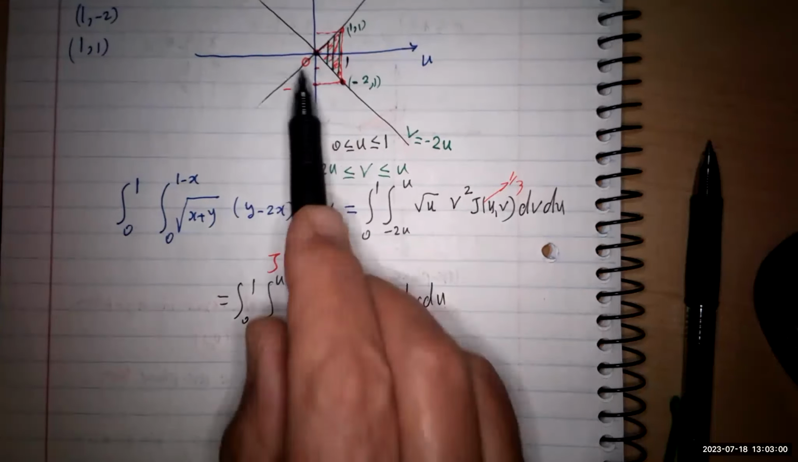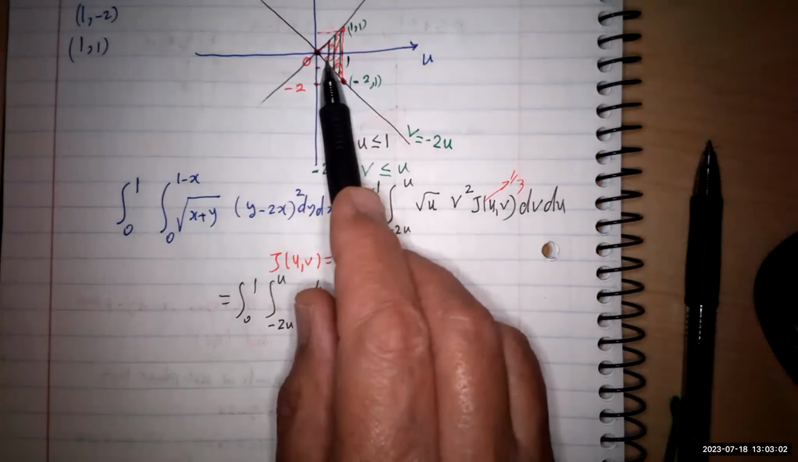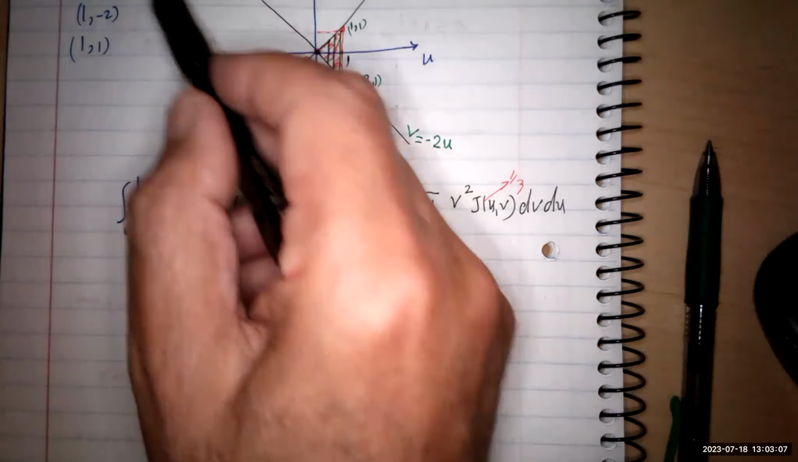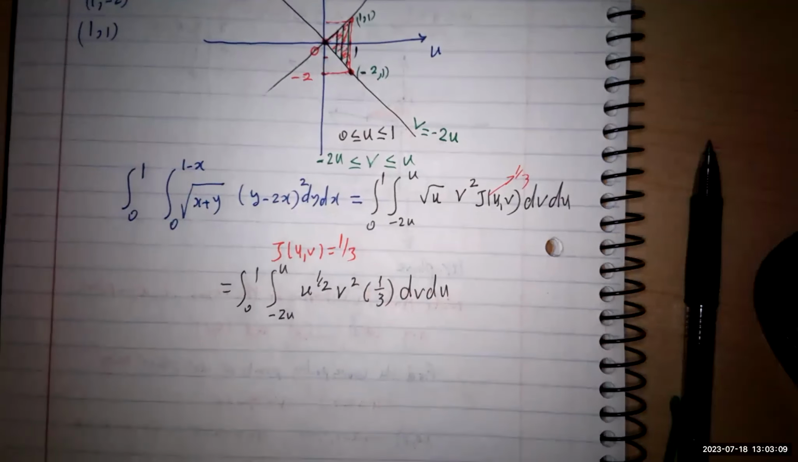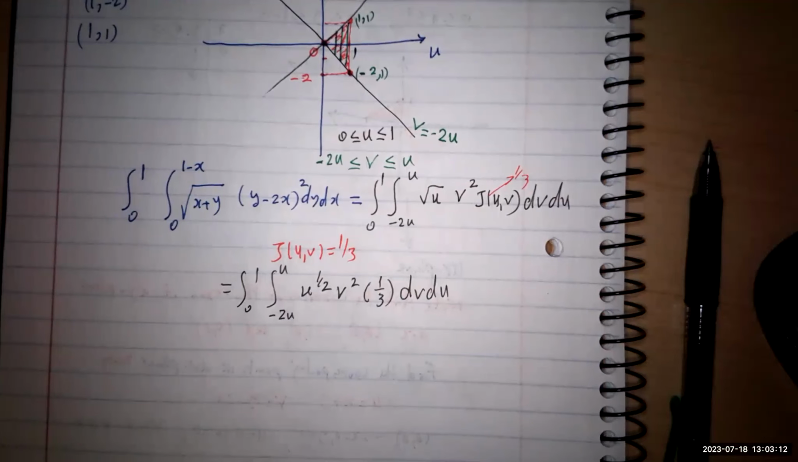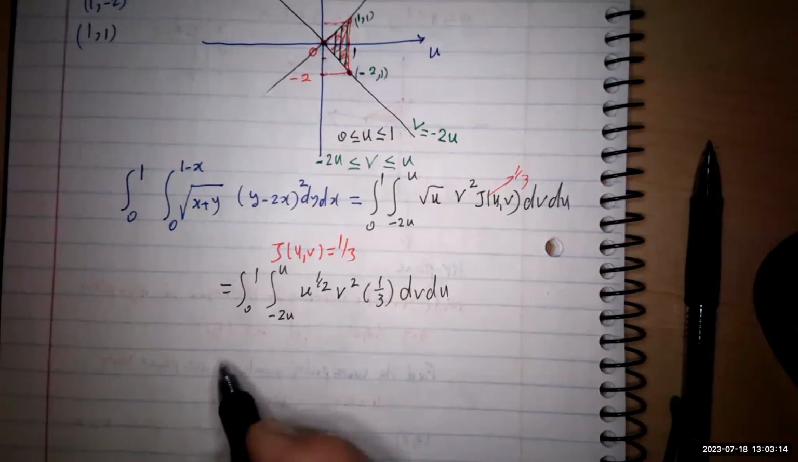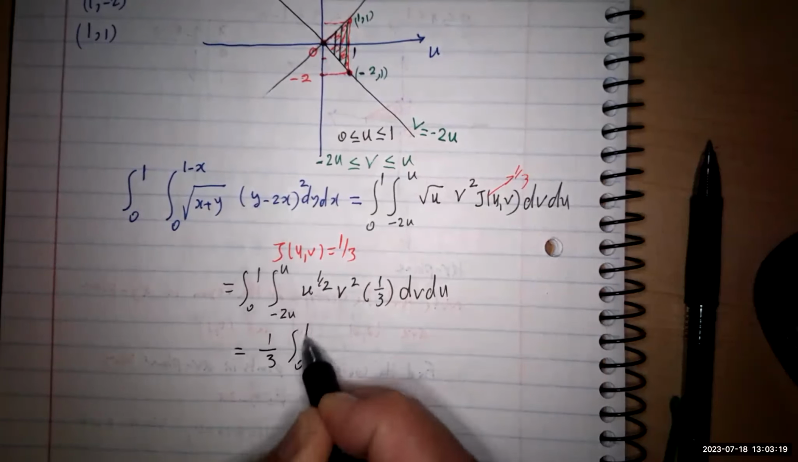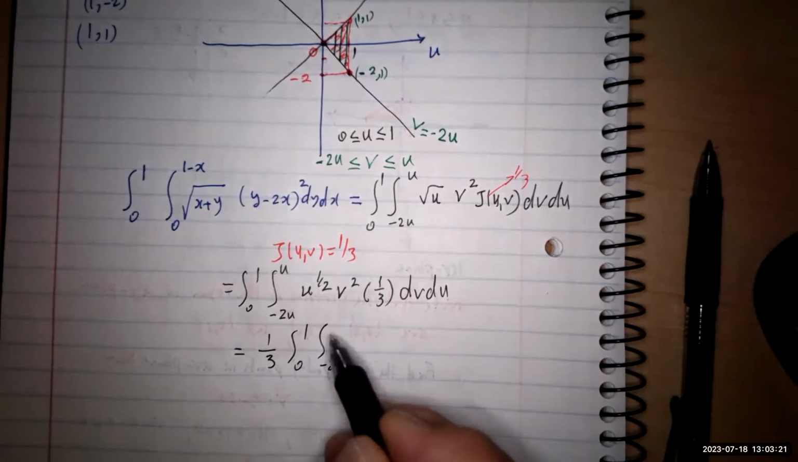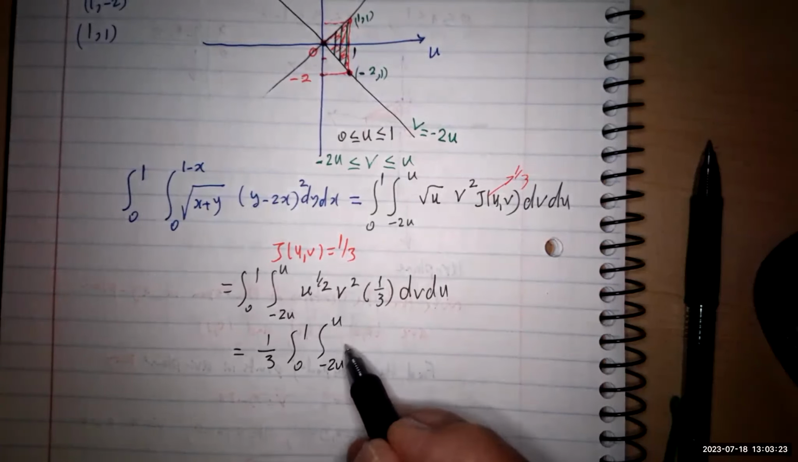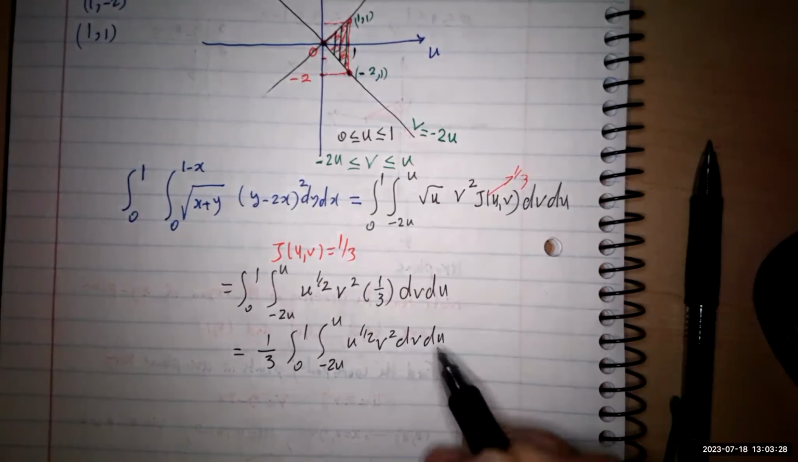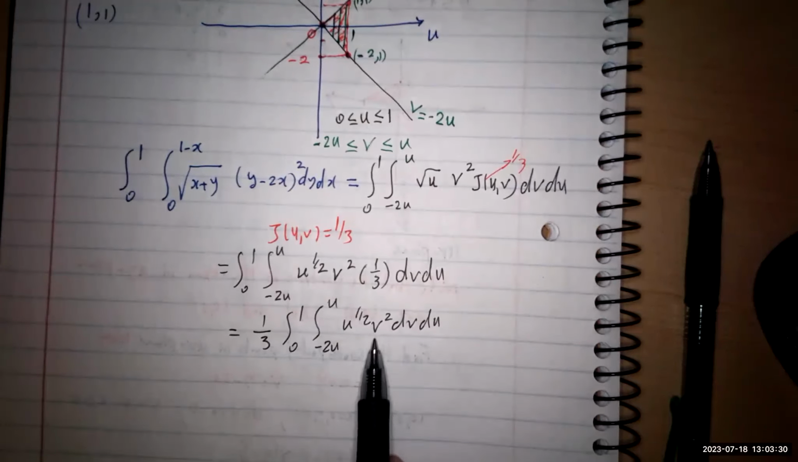You see over here, the u is going to be between 0 and 1, have no difficulty, and the lower line and the upper line. So you pull out the 1/3. That gives us a 1/3 integral from 0 to 1, -2u to u. It's an easy integral to go. The integral with respect to v would be v cubed over 3.